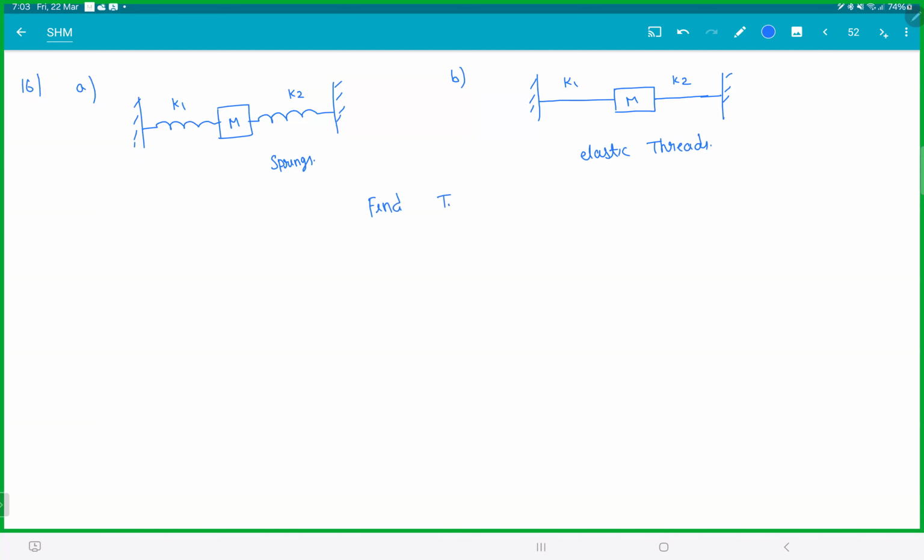Find the time period for one oscillation. So we have a block here. In the first case, there are two springs. In the second case, there are elastic threads, which behave like springs only, K1, K2. Find the time period for one oscillation.